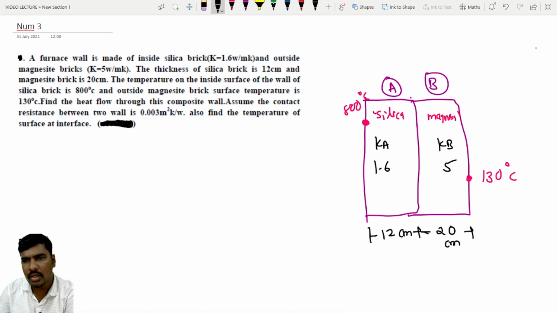So what is given? What is the contact resistance? Here heat is transferring. Suppose we are taking here T1.